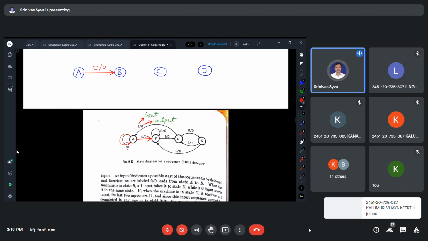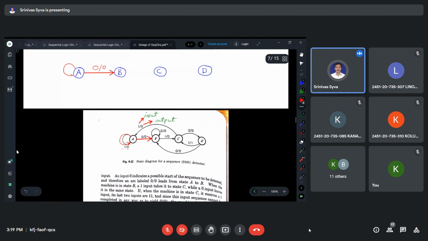Okay, suppose we receive 1, the machine will remain in the state A only. Suppose 1 is received and output will be 0. Right. Next, now we are in the state B.